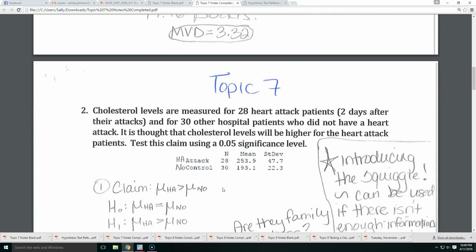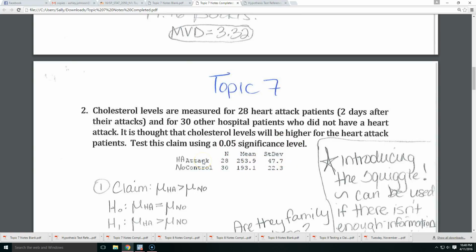So this problem is looking at the cholesterol levels for heart attack patients versus 30 other patients that did not have heart attacks. So the question is looking at us to determine if the cholesterol levels are higher for heart attack patients using a 0.05 significance level. So this is nice. They give us the data in a nice little table.